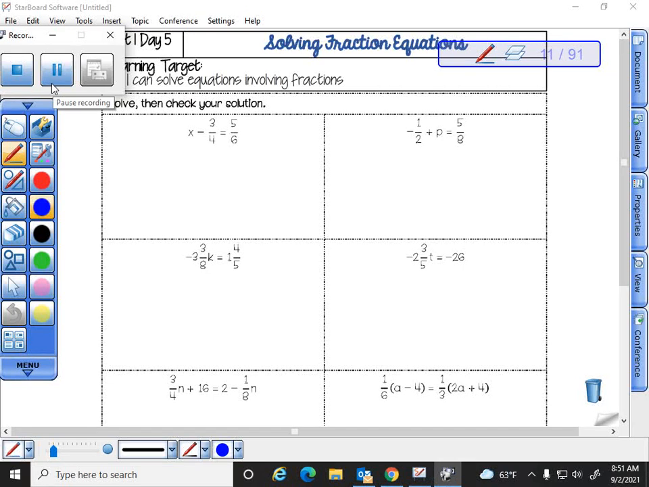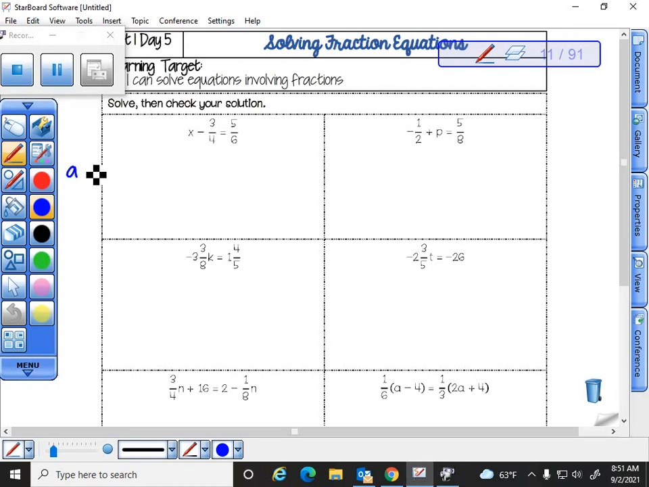All right, we're looking at Unit 1, Day 5, solving fraction equations. I know, favorite part, huh? And that is your learning target. So let's make sure that we understand that you can use your scientific calculator and your fraction bars.